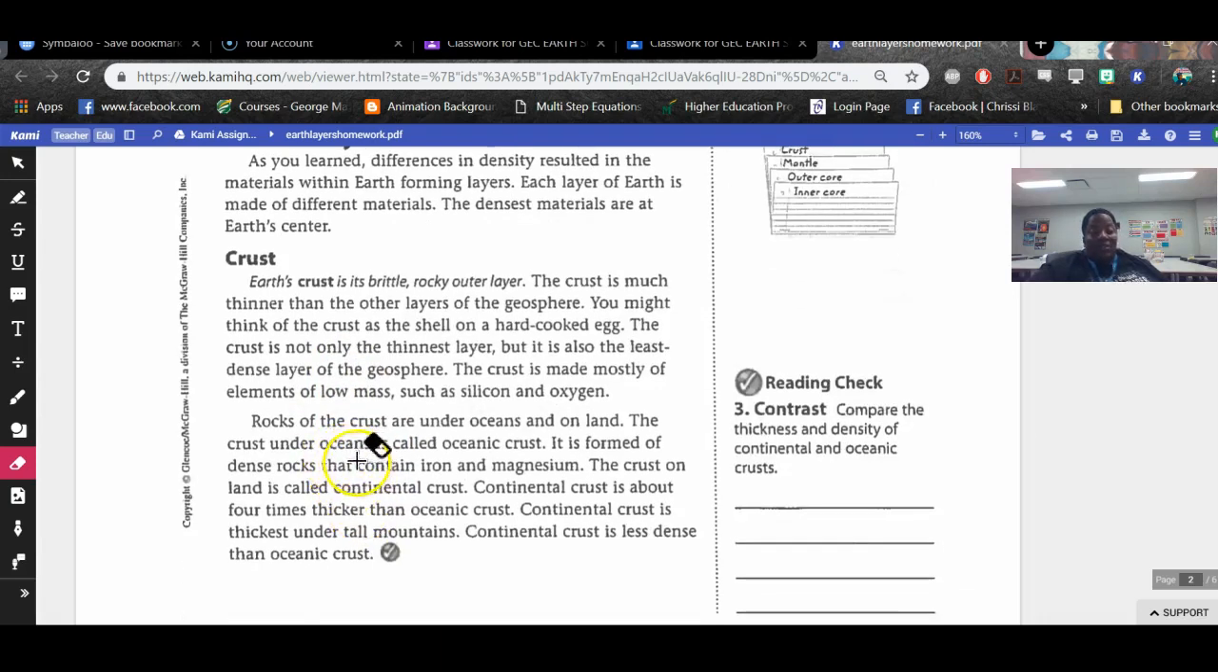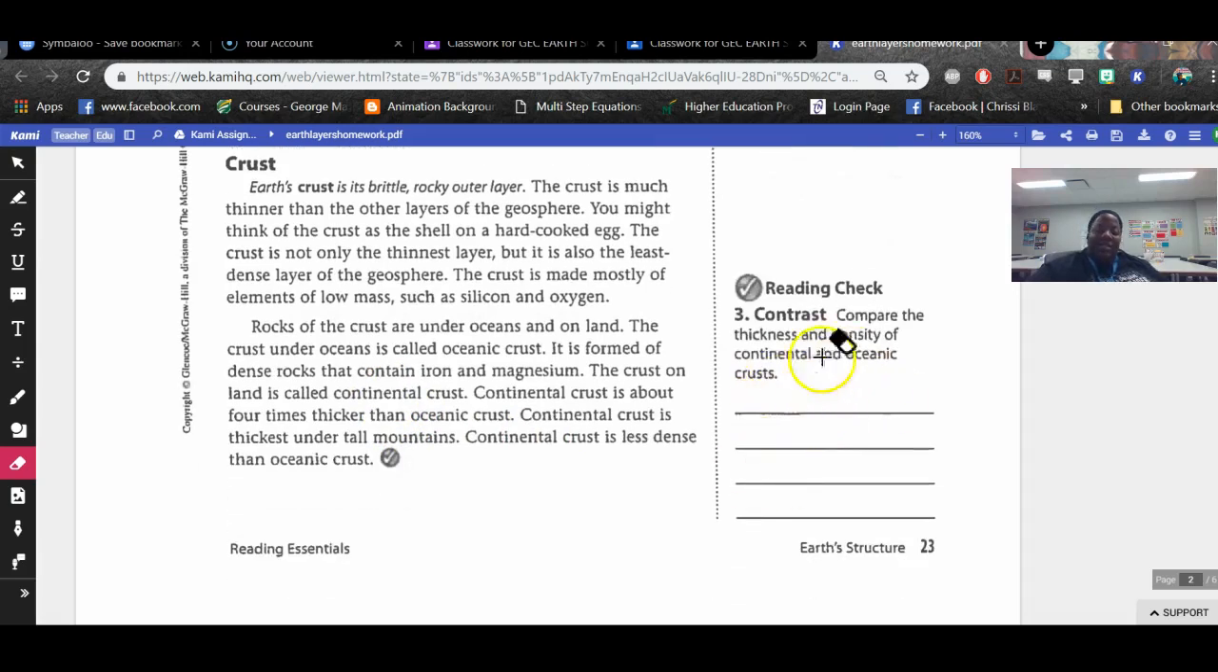Rocks on the crust are under oceans and on land. The crust under oceans is called oceanic crust. It is formed of dense rocks and contains iron and magnesium. We know that now, don't we? We remember reading that last week. The crust on land is called continental crust. Continental crust is about 4 times thicker than oceanic crust. Continental crust is thickest under tall mountains. Continental crust is less dense than oceanic crust.